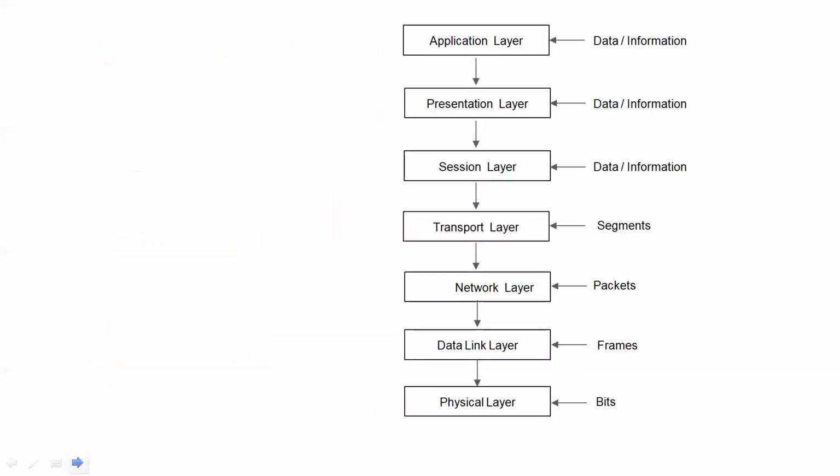And coming to the different protocols which are available in OSI protocol stack, let us take layers one by one and let us discuss that. In case of application layer, we have HTTP protocol, file transfer protocol, telnet, and domain naming service.